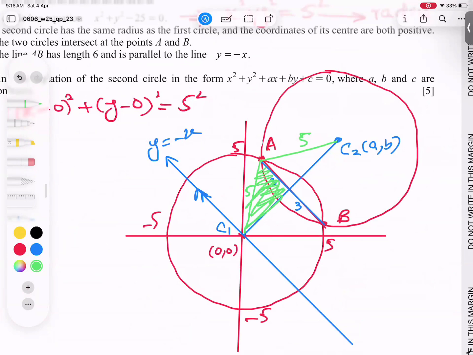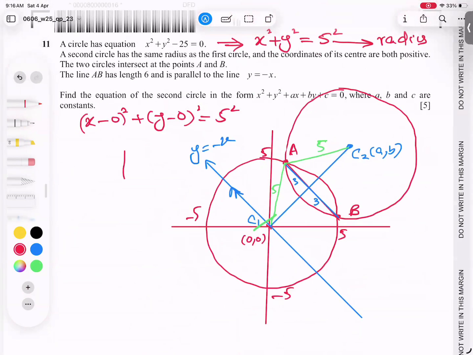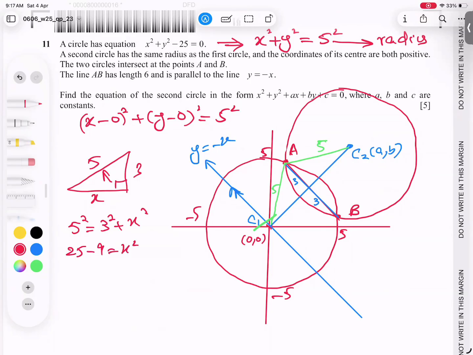triangle, and I can find the length easily. So I'm going to draw this triangle here. And there's a 5 and there's 3. I can find this length x. So the hypotenuse, in front of 90 degrees, is called the hypotenuse. So hypotenuse square equals opposite square plus adjacent square. 25 minus 9 equals x square. I got 16, I got 4. So basically this distance is 4, and 4 plus 4 is 8.